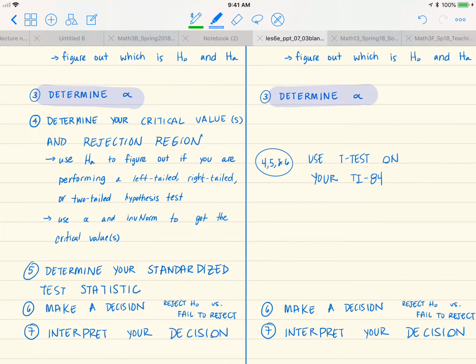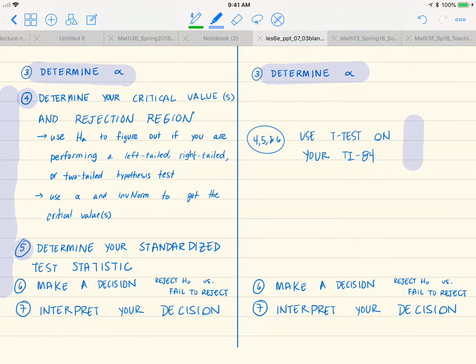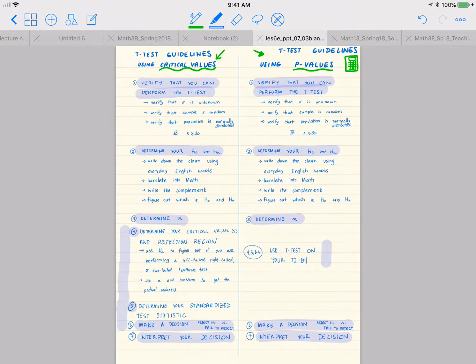So for the critical value method, you're finding rejection regions. And so your steps 4, 5, and 6 are going to be drastically different than if you are doing the p-value, because with the p-value, you'll just use the t-test on your TI-84. With the critical value method, right, and doing the rejection regions, you'll need to determine your standardized test statistic. You'll need to determine your critical value in your rejection regions, right? And now, which test you use is going to impact how you make a decision, but for both methods, making a decision and interpreting your decision are the last two steps in the methods.